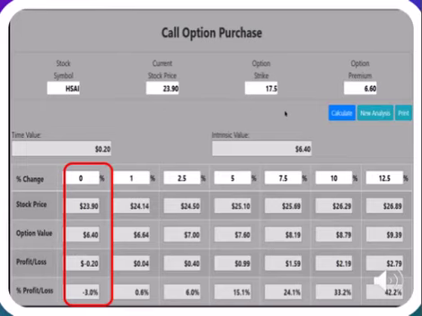And notice that if the HSAI stock price does not make the expected move up and remains flat at expiration, the 17.5 call will only lose 0.6%, or $20, compared to the 100%, or $210, loss for the 25 strike call that we looked at earlier.